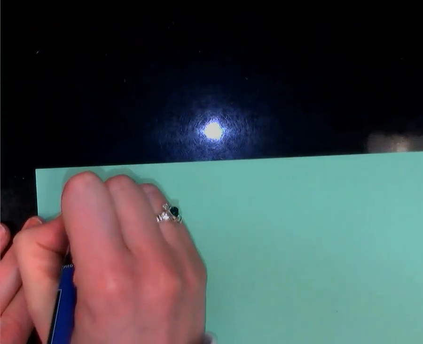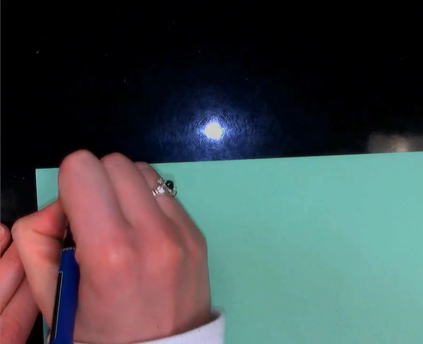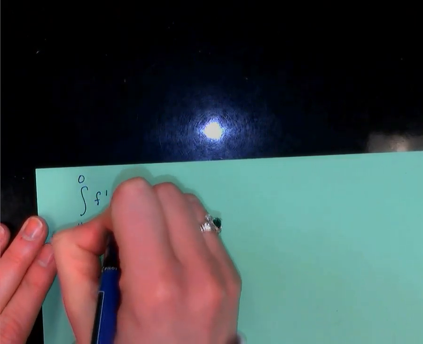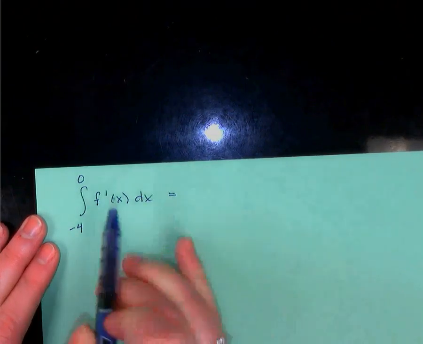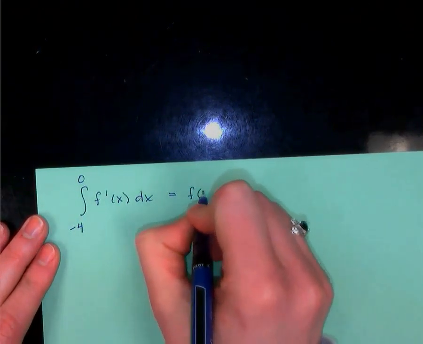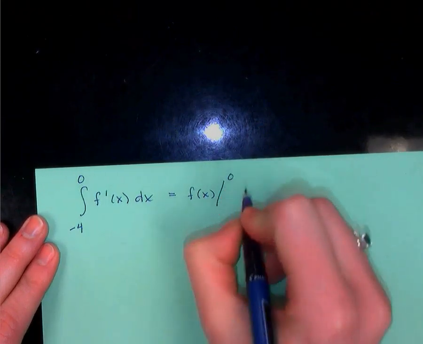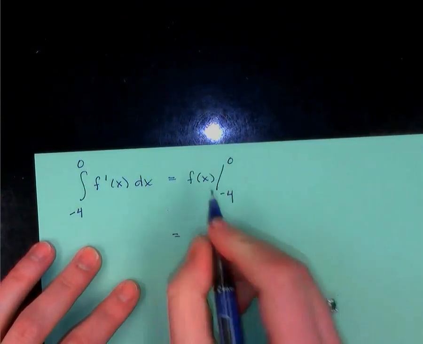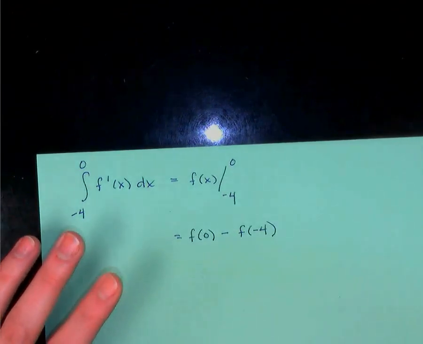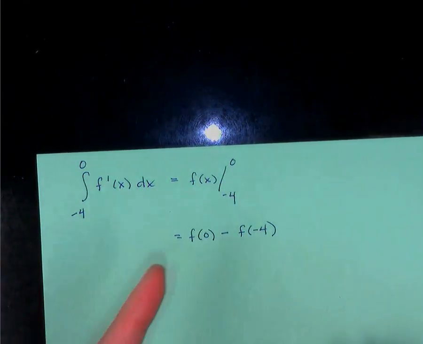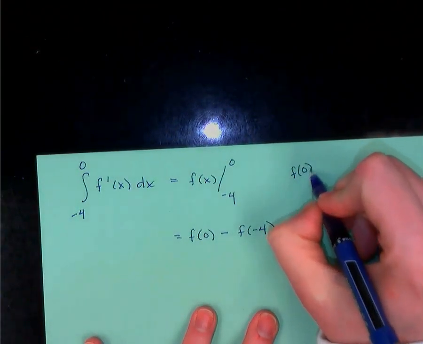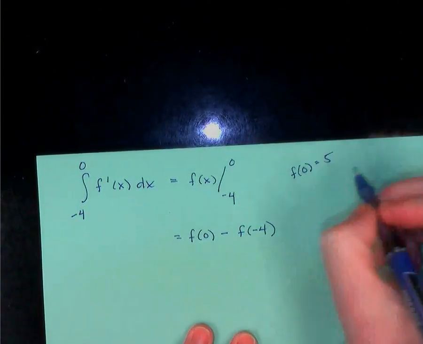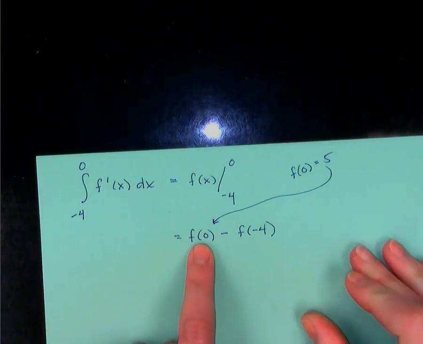So what I want to do is evaluate from -4 to 0 f prime of x, because if I integrate f prime, I get f of x evaluated from upper limit to lower limit. So now, if I look at the right-hand side, if I sub in my upper limit, I get f of 0 minus f of -4. Well, guess what? We know what f of 0 is. That was given to us. We were told at the beginning that f of 0 is 5. So I can sub that in and get that as a 5.